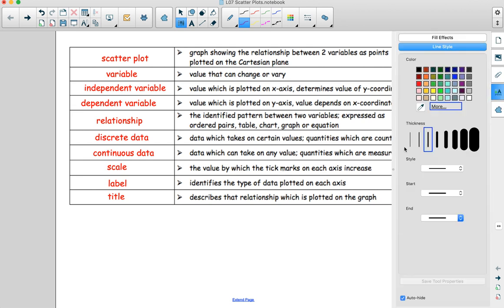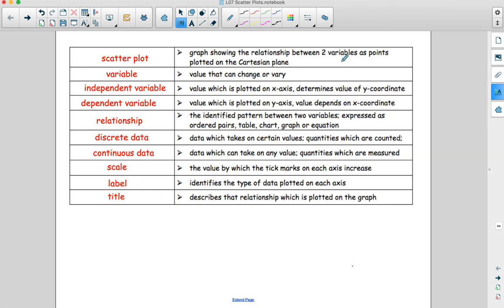First off, I just want to make sure that I'm using a fine point pencil now. Okay, a graph that shows the relationship between two variables is points plotted on the Cartesian plane, for example, something like this. That's called a scatter plot. A value that can be changed, or change or vary, is called a variable. The value that goes on this axis over here, the horizontal axis or the x-axis, that's in math called the independent variable. So independent down here. Dependent variable goes on the vertical axis. The pattern, so right now this looks sort of like a curve. That pattern that we find between two variables is called a relationship.